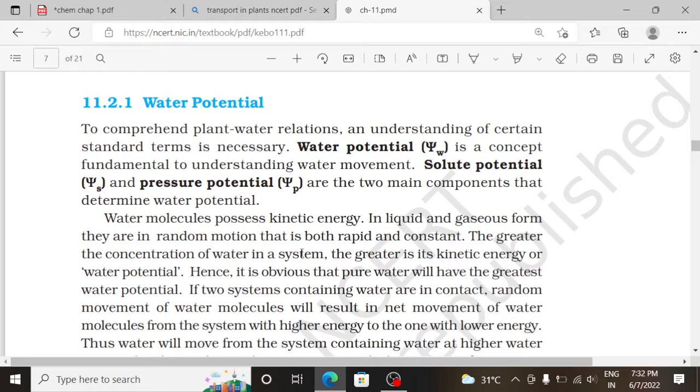Water molecules possess kinetic energy. In liquid and gaseous forms, they are in random motion that is both rapid and constant. The greater the concentration of water in a system, the greater is its kinetic energy or water potential. Hence, it is obvious that pure water will have the greatest water potential.